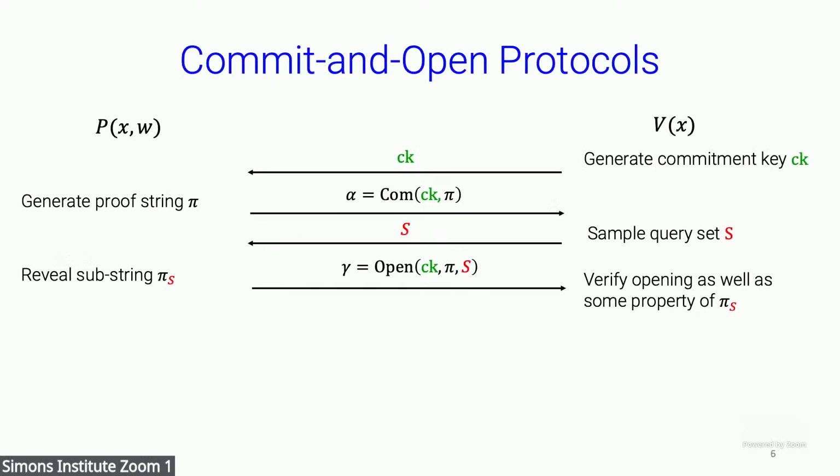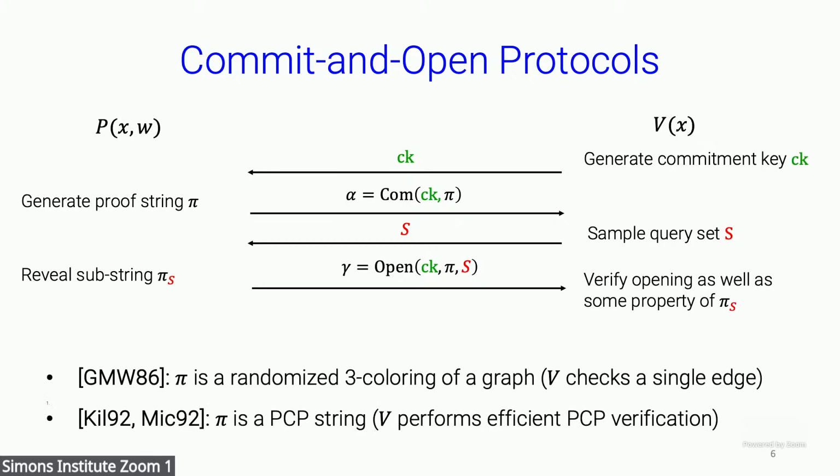So committed open protocols are what Ale talked about. I'm just showing a 4-message version of committed open here, although you can have versions with more interaction. And so the general shape of this protocol is that the prover generates some proof string pi and then commits to it, sends this commitment to the verifier. The verifier then samples some sort of query set S, which is referencing some subset of the bits of the string pi. And then in the protocol, the prover has to open the locations of pi corresponding to the verifier's query set S. And then the verifier will check that the opening is valid, and then check some property of the string pi sub S. So this is not a fully specified protocol, but a lot of protocols look like this.